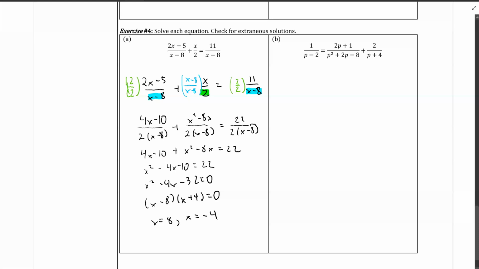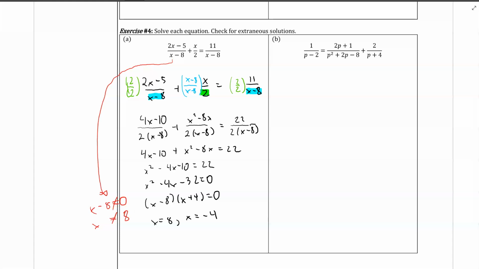Now, going back to the original problem in factored form, notice that we have x minus 8, and so we need to set that not equal to 0, which means x cannot be equal to 8. And so this contradicts one of our solutions. It contradicts our solution of x equals 8, and so we ignore that, and then we only look at the negative 4 as our answer.